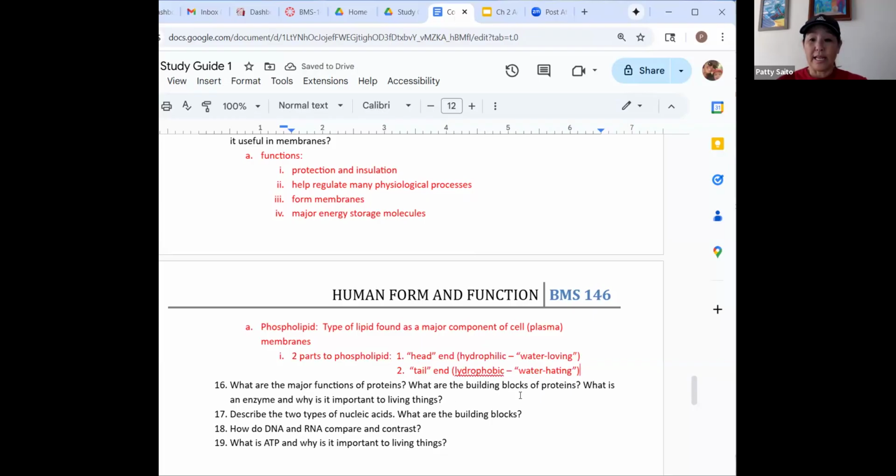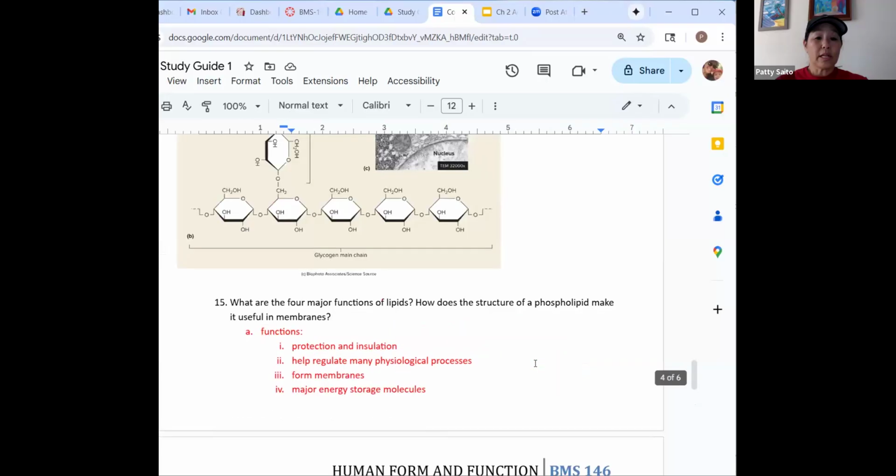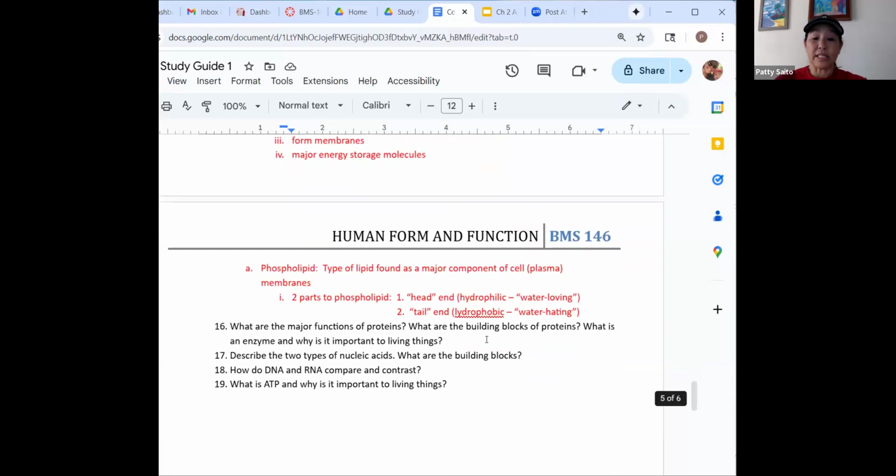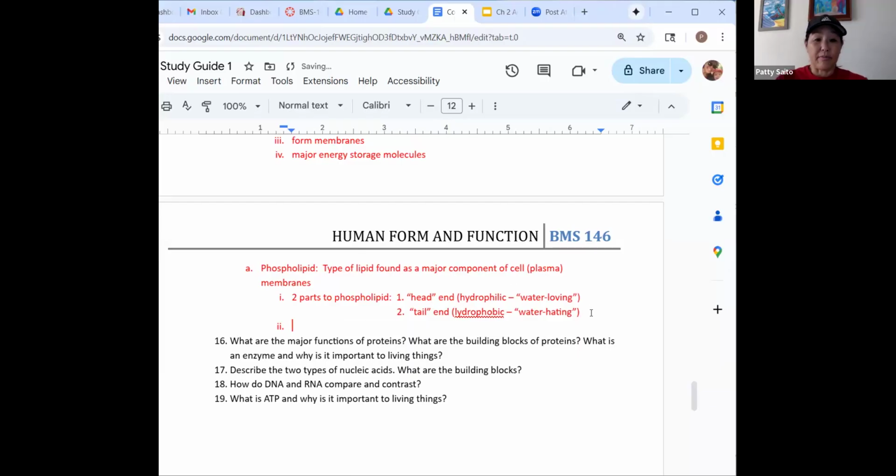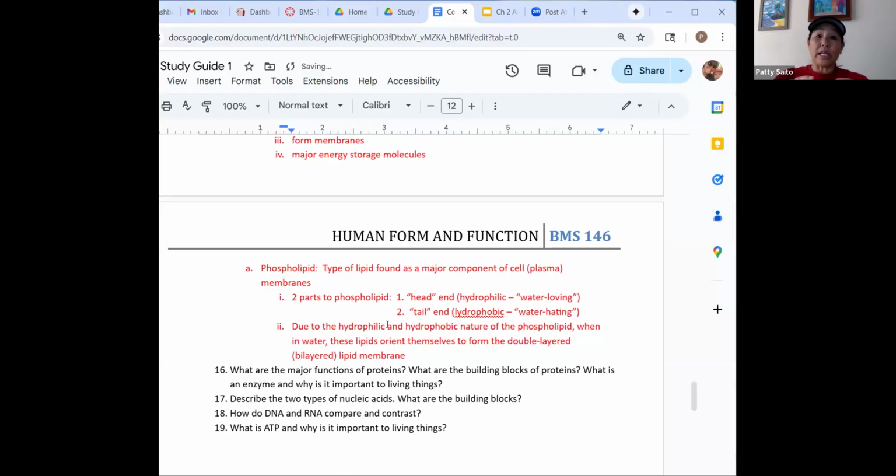Maybe I'll draw this instead. Because the question is asking, how does the structure of a phospholipid make it useful in a membrane? This is the first part: there are two parts, or two ends, to it. There's a head end and a tail end, and the head end likes water. It's attracted to water, whereas the tail end does not like water. It's not attracted to water at all, okay? Because of these properties, it orients itself so that the heads face the water, and the tails are farther away from the water.